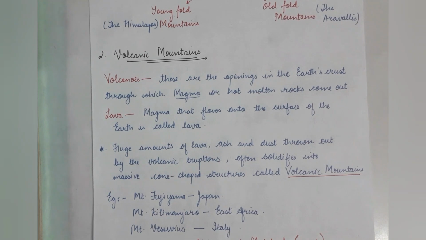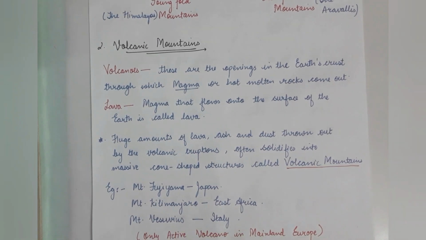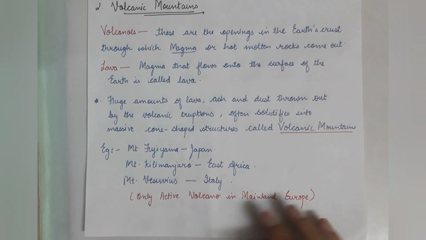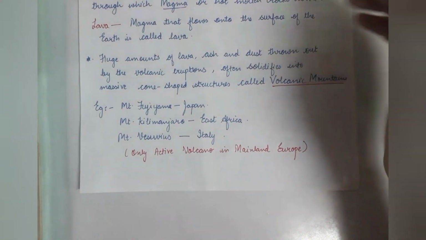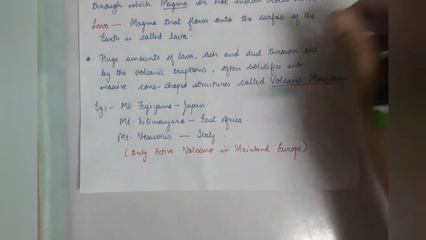A huge amount of lava, ash and dust also comes out, and all this thrown out by the volcanic eruptions often solidifies into a massive cone-shaped structure known as the volcanic mountains. So these are volcanic mountains, which are formed after the volcanic eruptions.